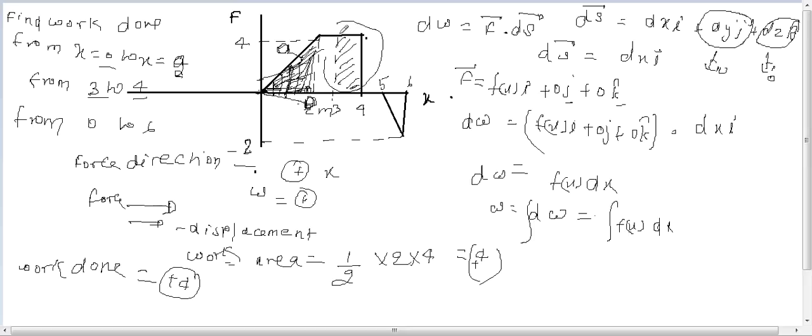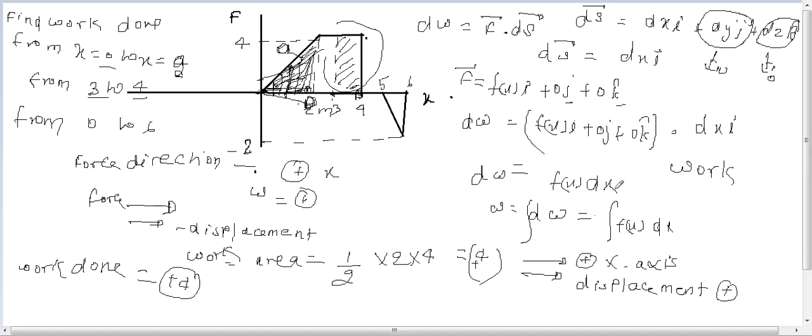Again we have to think about whether the work done will be positive or negative. By the same method, because F is positive, the direction of force is along the positive x-axis. And the displacement taking place from x is equal to 3 to 4 is also positive. So the work done will be positive, because the angle between the displacement vector and the force vector is 0.